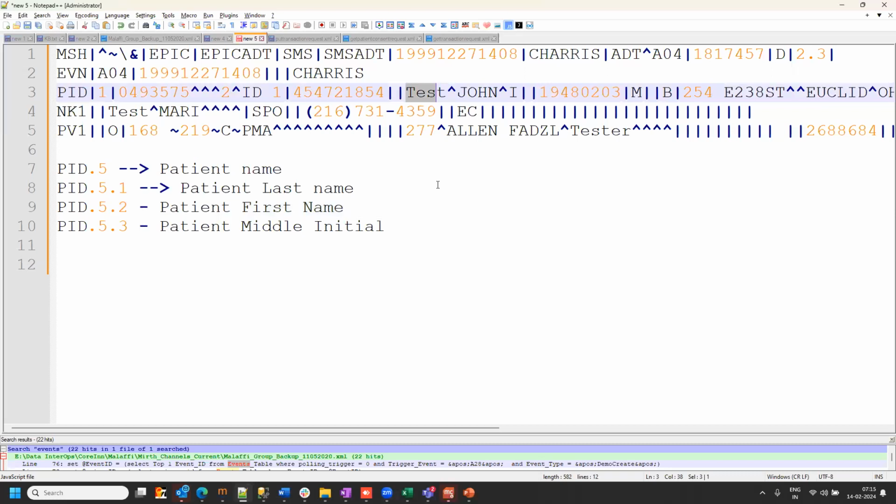Okay, so another question that I may have is, what is this tilde that I am seeing here? On most of the segments, I am seeing fields and components, and that is pretty understandable. But what is this tilde? This tilde represents a repetition separator. Okay, and this one as well, we'll take a look at it once we get into the detailed structure of every message.